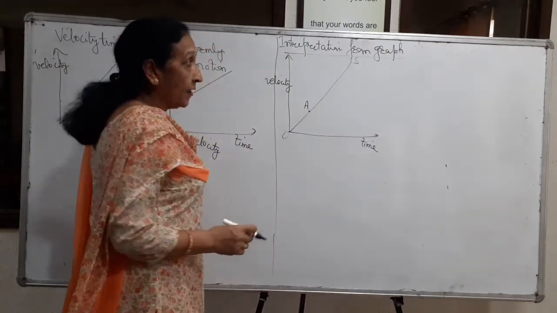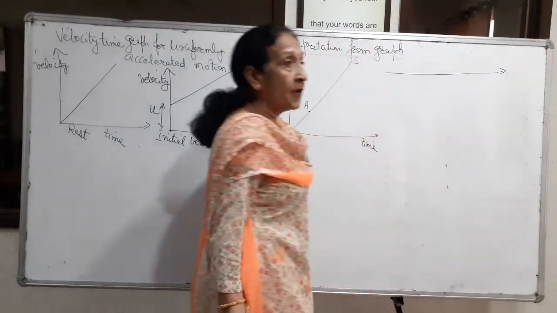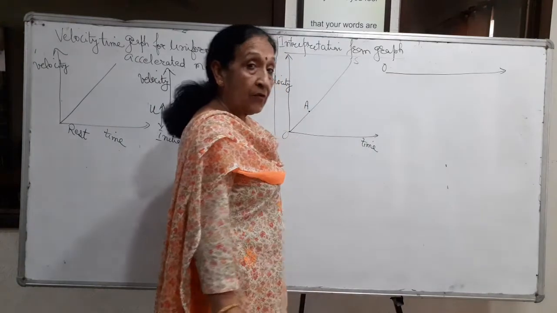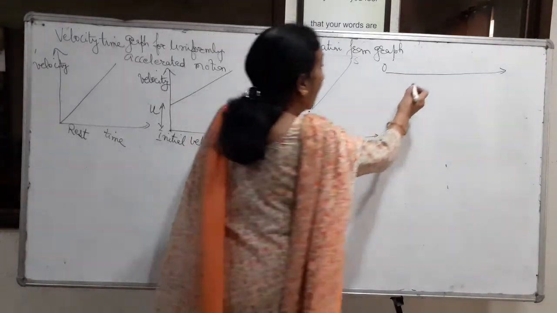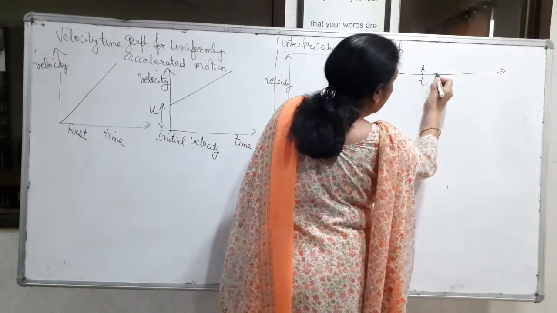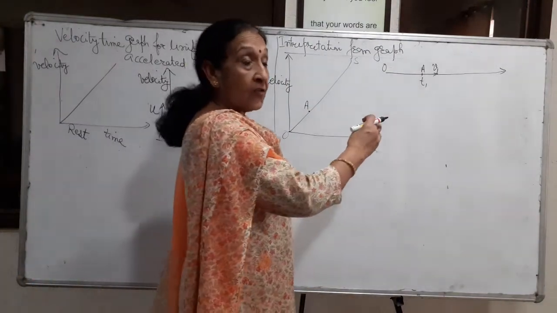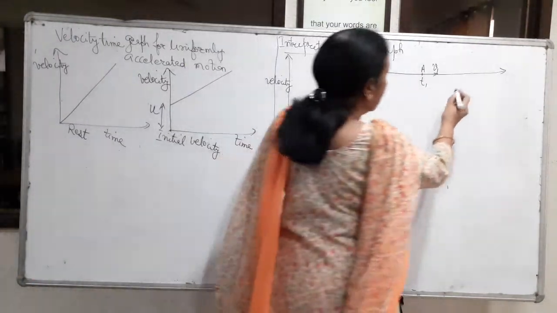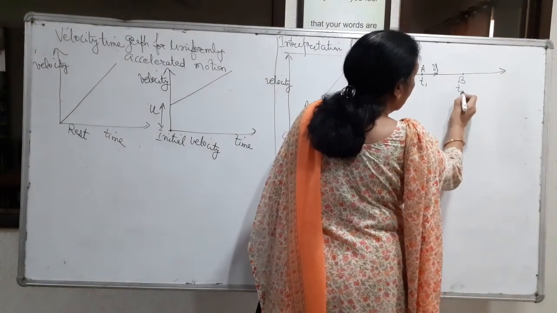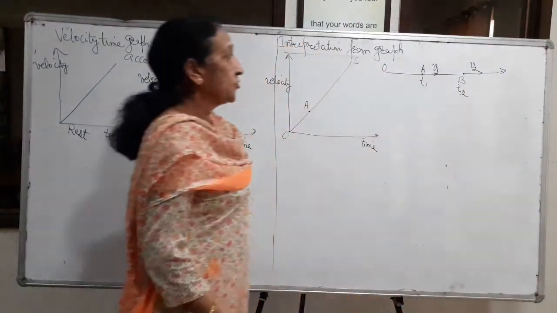The coordinates of point A are t1 and v1. We are considering that the body is moving along a straight line path. O is the origin, which means at time t equal to 0. After t1 seconds, the body reaches position A and possesses velocity v1. And the direction of velocity is along the tangent, and since it is a straight line, the tangent will also be the straight line along that. At any time t2, the velocity of the body is v2.